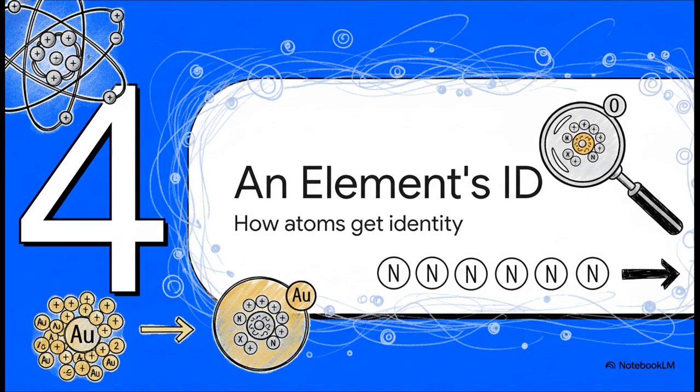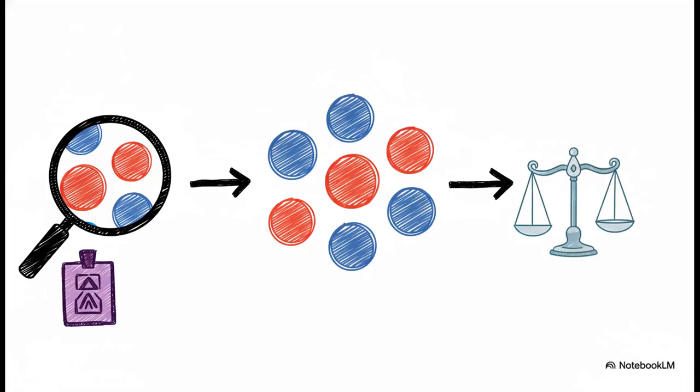Okay, so we have our protons, neutrons, and electrons. But what makes an atom of gold different from an atom of oxygen? I mean, they're made of the same exact stuff. Well, it turns out an element's entire identity, its very soul, comes down to just one single number. And here are the two numbers you need to know. First, the atomic number. This one is the big one. It's simply the number of protons, and it acts as the element's unique ID badge. If you change the number of protons, you literally change the element.